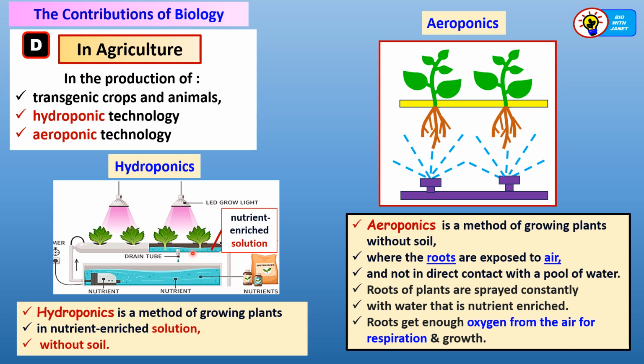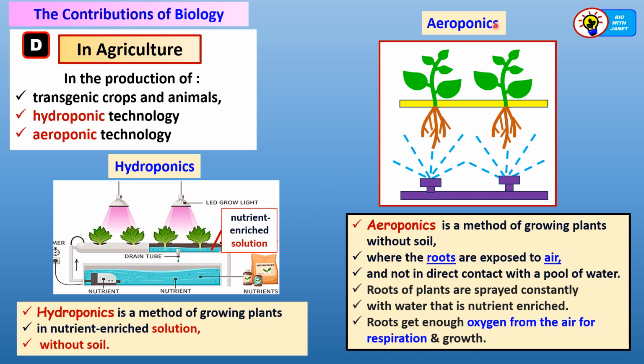So the roots are immersed in a nutrient-enriched solution that contains minerals like calcium, magnesium, nitrates, and so forth for plant growth. So the roots will easily absorb all these nutrients, right, for plant growth, and no soil is needed. But the roots have to obtain oxygen while in water. So usually oxygen is pumped into the solution constantly or regularly.